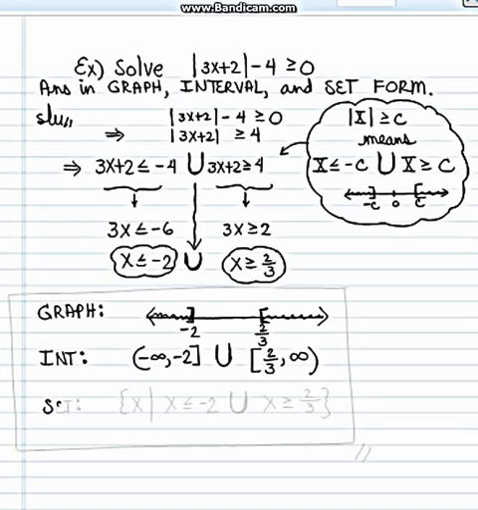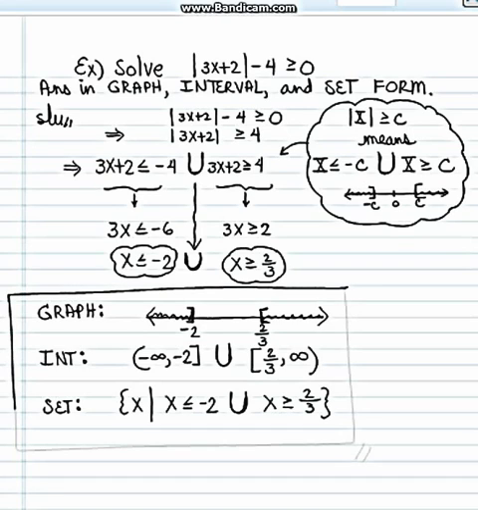And finally my set form, curly set bracket, all real values x, such that the two conditions apply that we have in the cloud above. X is less than or equal to negative 2, union together, don't forget the union. X is greater than or equal to 2/3. Close your bracket. And that's your answer. All three forms of the same answer.